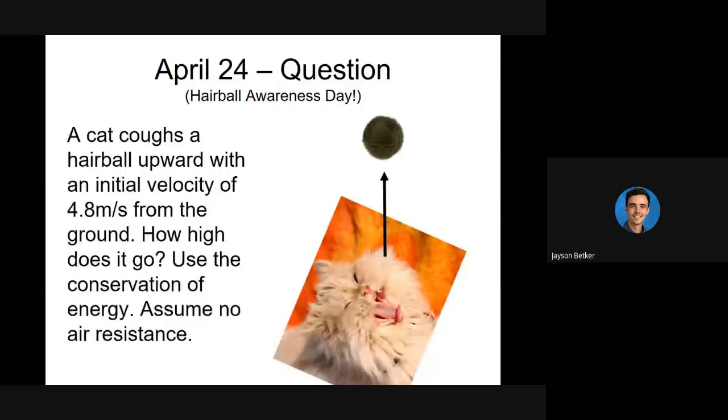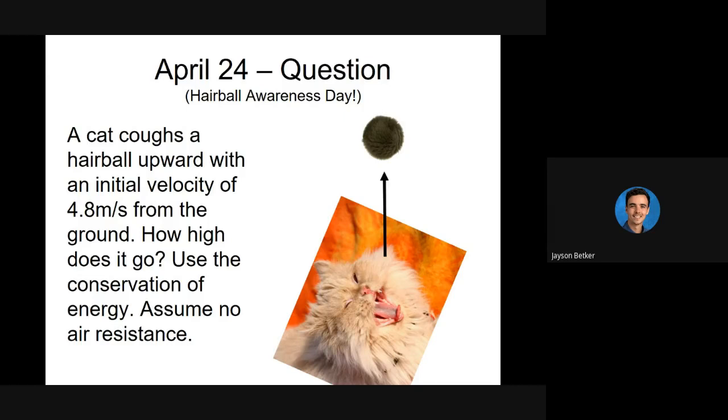There we go. Okay, so today is Hairball Awareness Day, April 24th. So we're going to make our conservation of energy problem about hairballs. A cat coughs a hairball upward with an initial velocity of 4.8 meters per second from the ground. How high does the hairball go? You want to use the conservation of energy concepts that we talked about in our last lesson, and obviously assume that there's no air resistance. If you want to give that a shot, you can pause the video right now and get it going, and then resume when you're finished.